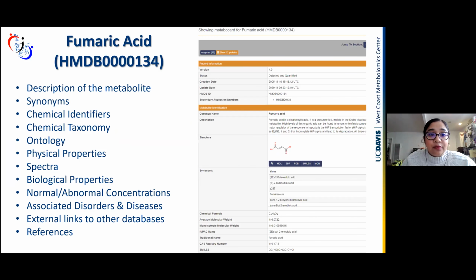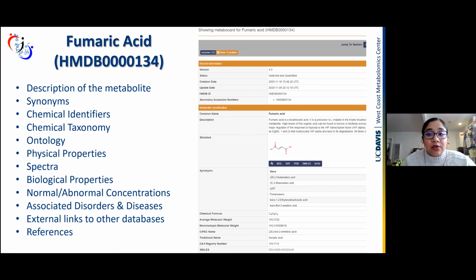For example, with fumaric acid here, you can have so much information at the tip of your fingers, whether it's the description of the metabolite, the synonyms, the ontology, or the physical properties. There are even spectra embedded, because a lot of these databases collaborate with each other. So you'll find MoNA spectra in HMDB, or you'll find spectra that are in MoNA in PubChem. So there's a lot of crosstalk between these databases and libraries. And then there are links to other databases.